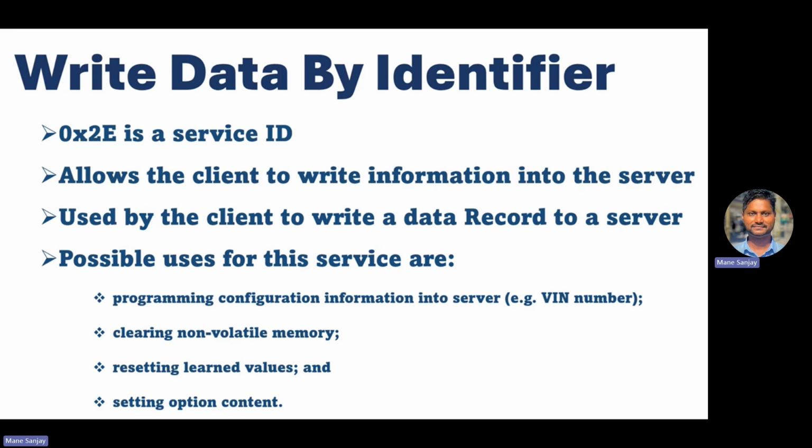The best example for write data by identifier is if you want to change the maximum speed of the vehicle, you can use this service. Sometimes the vehicle gets locked for a maximum speed of 120 kmph or 180 kmph. If you want to open that, you can change the parameter with the help of memory addressing, and then accordingly you change that option. So this is how the write data by identifier service is used.